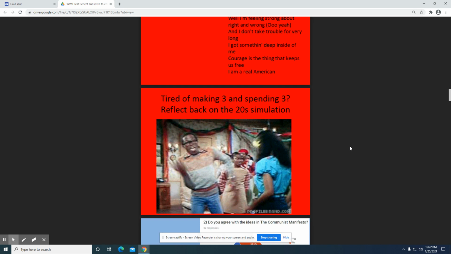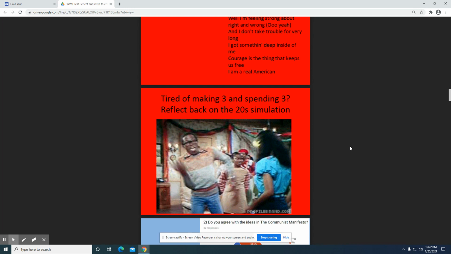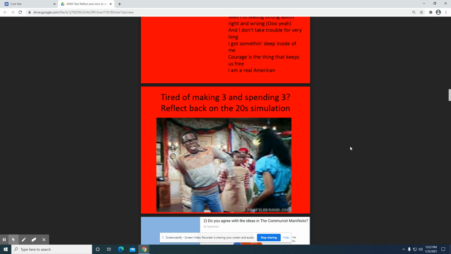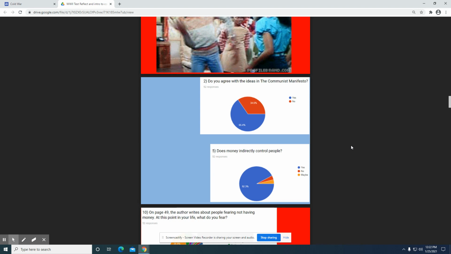But the end result here, some people might be tired of making three and spending three. So this is, again, trying to get you to think back to the 20s simulation. In order for communism to take place, you have to get rid of those classes. And as I said before, communism is about a classless society, whereas capitalism depends on having those classes for whatever reasons.